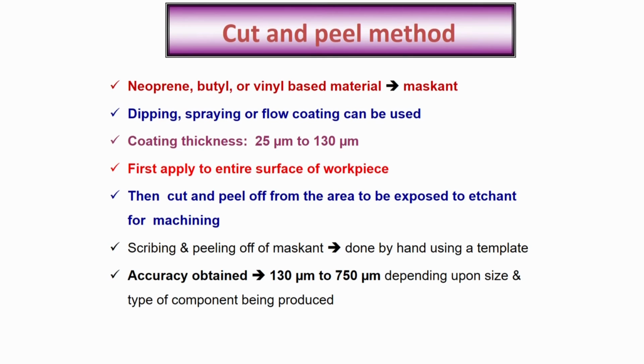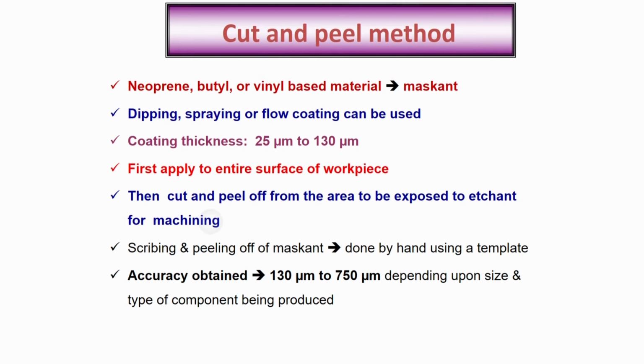Dipping, spraying or flow coating can be used. You may dip the workpiece inside these kinds of materials, or these maskant materials may be sprayed or flow coated on the workpiece surface. The coating thickness is 25 micron to 130 micron. This coating is made on the entire surface of the workpiece because it is dipped into the maskant coating tank, so the entire workpiece is coated.